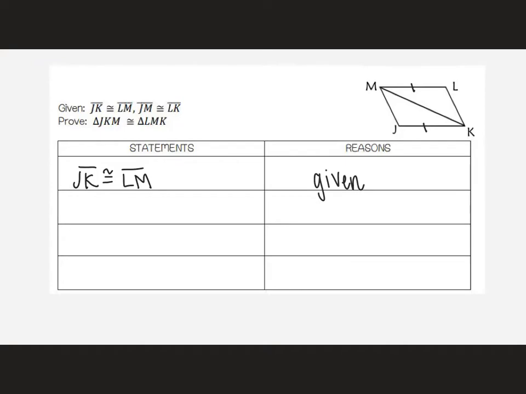Then I write down my second given. So JM is congruent to LK. Again, it's given. This time, since I'm marking sides, they'll get 2 congruency marks. Once I've marked all the givens, I'm going to look for vertical angles or a line that the two triangles share. And if you notice, these two triangles share line MK, so I would mark that.